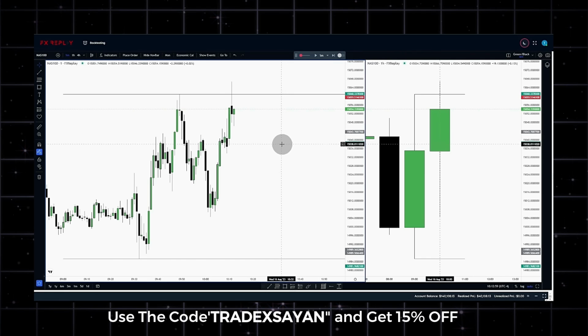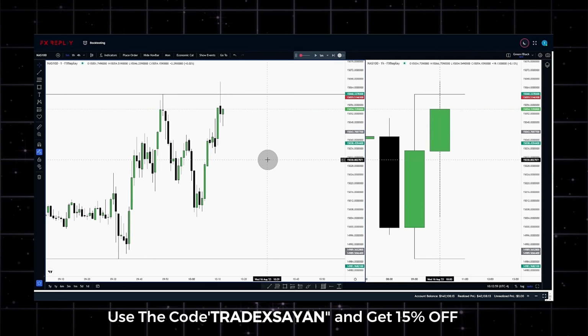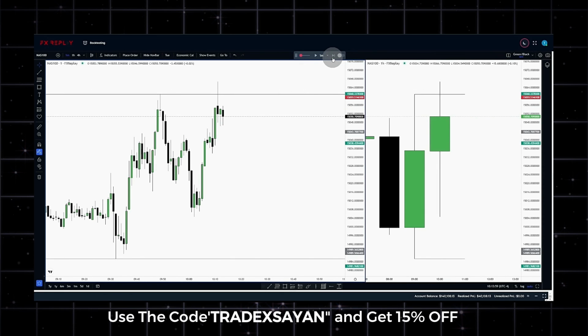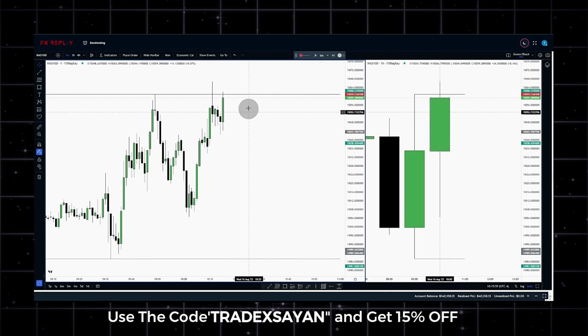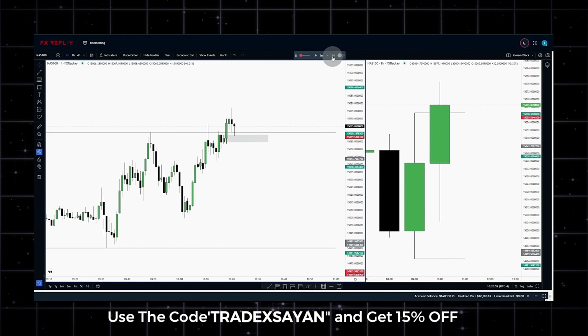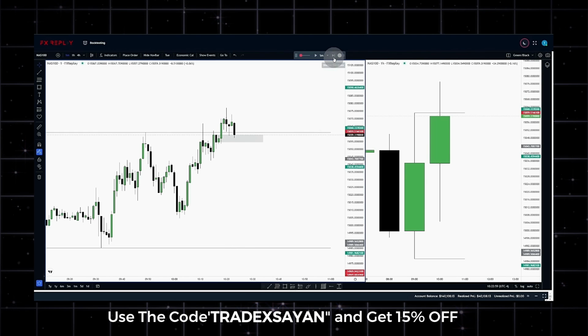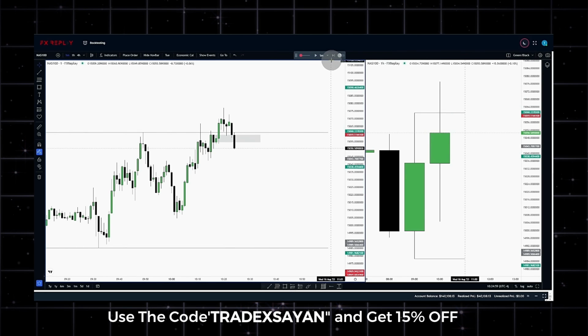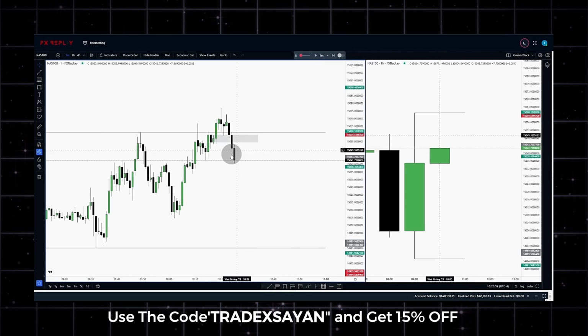Okay, there is a sweep. I don't see if we get any displacement lower here. Okay, that's still supporting price higher. Supporting price higher. See if we get another sweep here. Nope. There's aggressive displacement through there, through that low.